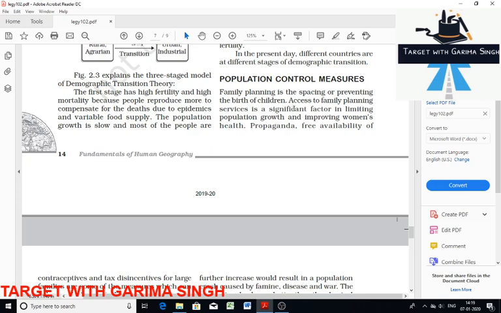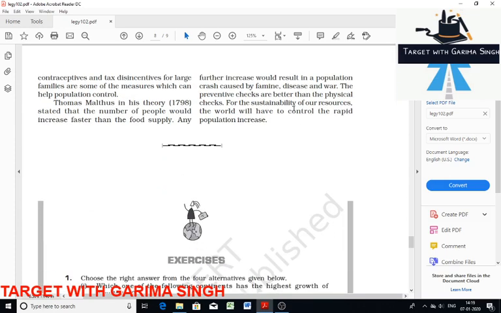Make people aware and tell them about family planning. Firstly, make them aware of what the consequences would be if they do not follow. Then tell them about family planning.